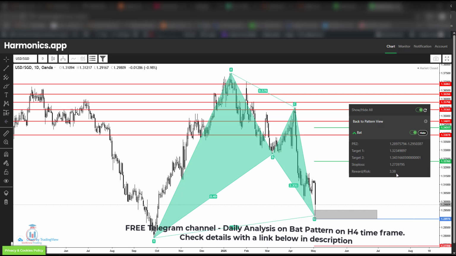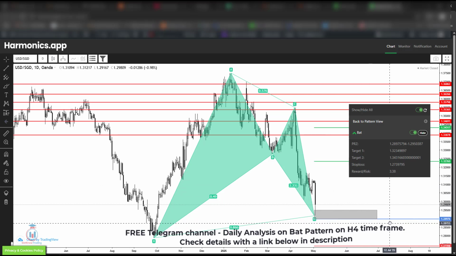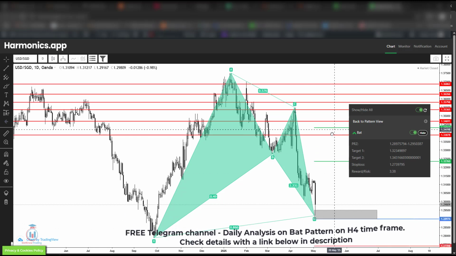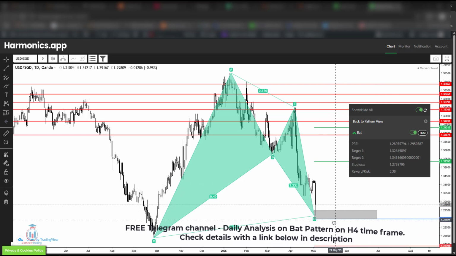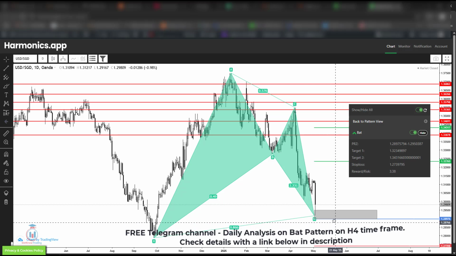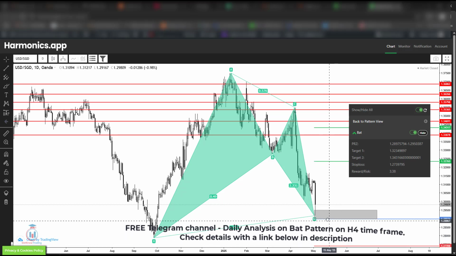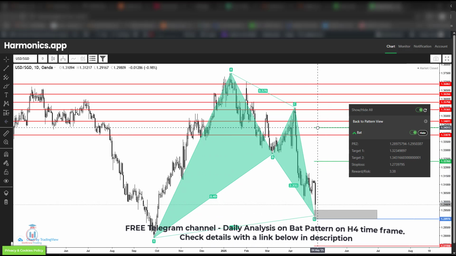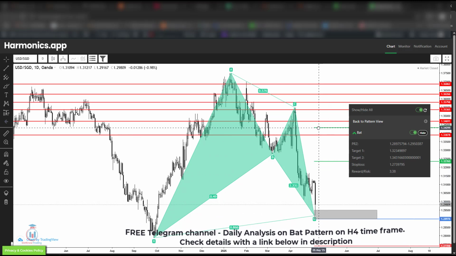The reward to risk is the difference between the open price, which is the blue line, compared to the risk and the target 2. So if you have 3.38, that means 1% of loss if you hit the stop loss, but you have a 3.38 profit percentage if you reach the target 2. So this is the difference.